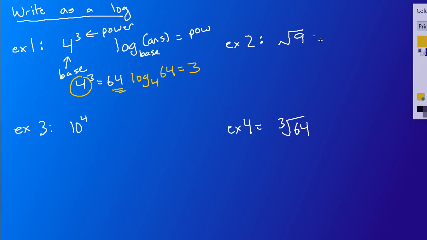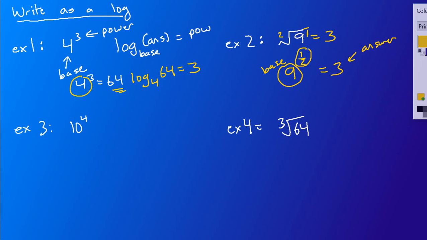Taking a look at example 2, we can simplify this down and we say that equals 3. But I'm asked to write it as a logarithm. So what do I do with this radical? Well, I can rewrite that radical. This is a 2 right here because I'm taking a square root. So I could rewrite this, and this is my exponent of a 1. 9 to the half equals 3. So 9 is my base. 3 is my answer.